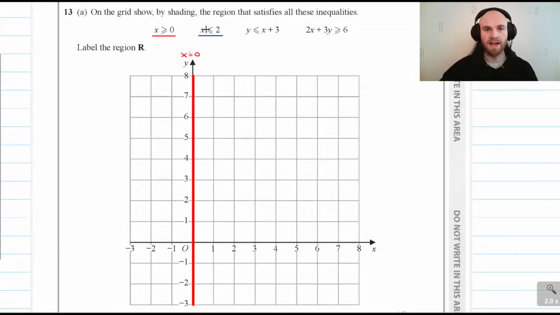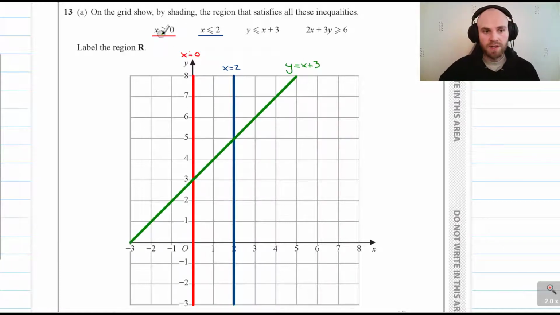And then same again, nice and easy. X is less than or equal to 2. So just think of x equals 2. And then we have y is less than or equal to x plus 3. Well, we know that it's going to be the gradient of 1. So it's going to go along 1, up 1, along 1, up 1. And we know it's going to cross the x-axis at plus 3.